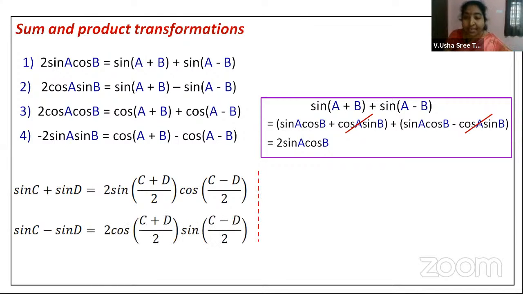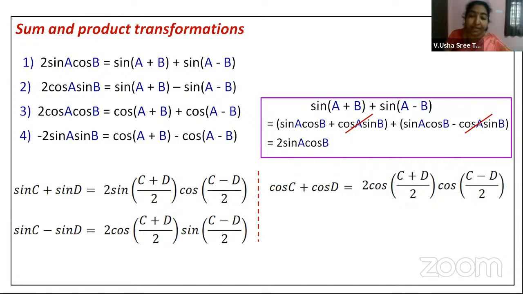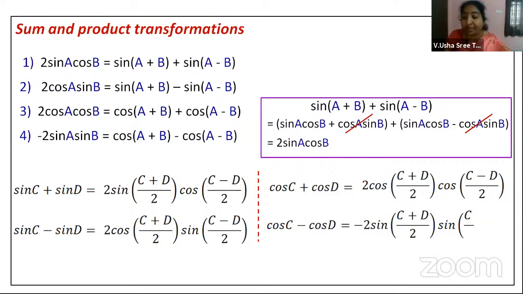And of course, cos C plus cos D is 2 cos (C plus D)/2 cos (C minus D)/2, and cos C minus cos D is nothing but minus 2 sin (C plus D)/2 sin (C minus D)/2. What did we do here? Instead of A, we have taken it as (C plus D)/2. Instead of B, you have taken here in this formula (C minus D)/2. Then you will get A plus B as C and A minus B as D. Then when you replace that, automatically you will get this formula, right?